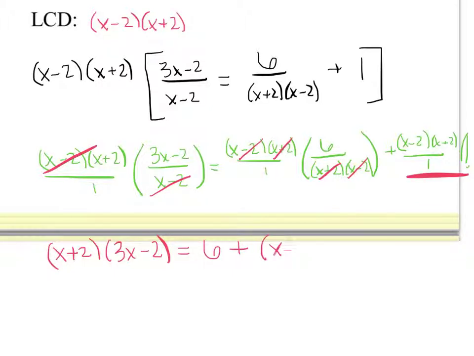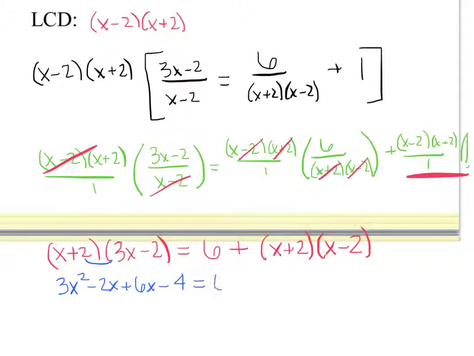So now I'm left with x plus 2 times x minus 2. So now I can go ahead and simplify. x times 3x is 3x squared. x times a negative 2 is minus 2x. 2 times 3x is plus 6x. And 2 times a negative 2 is a negative 4.